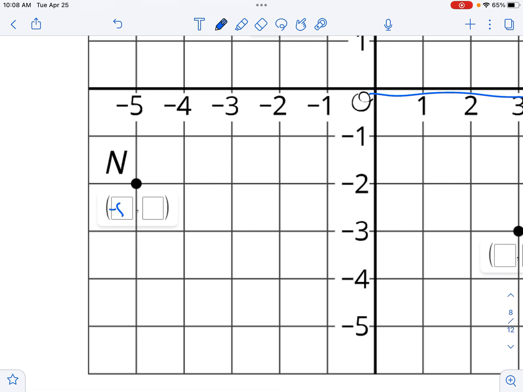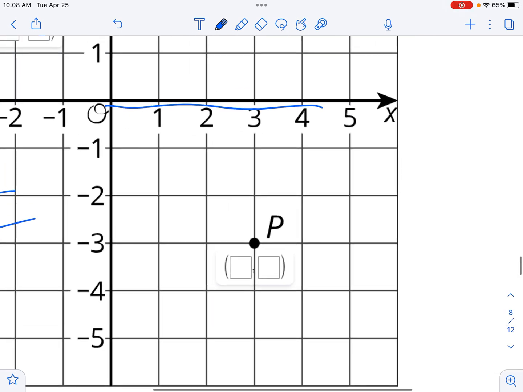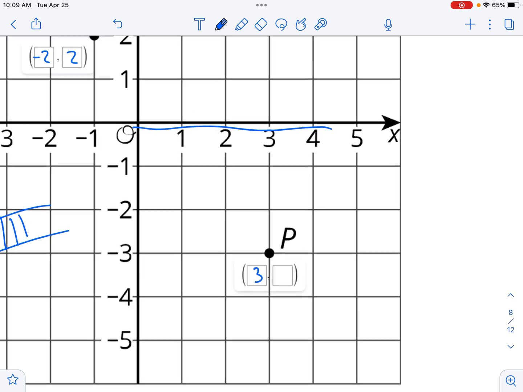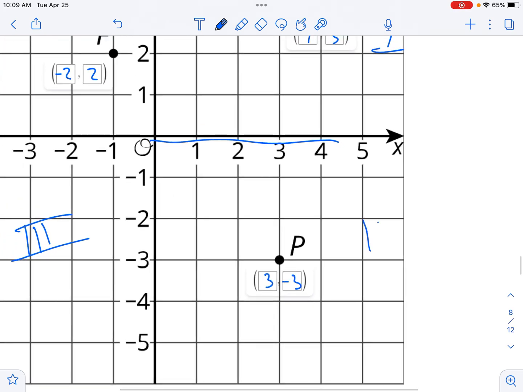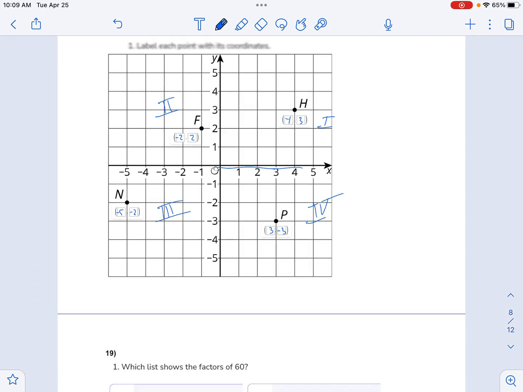N, you went to the left 5, which is negative 5, and you went down 2, which is negative 2, and this is in quadrant 3. P, you went to the right 3, which is positive 3, and you went down 3, which is negative 3, and this is in quadrant 4.